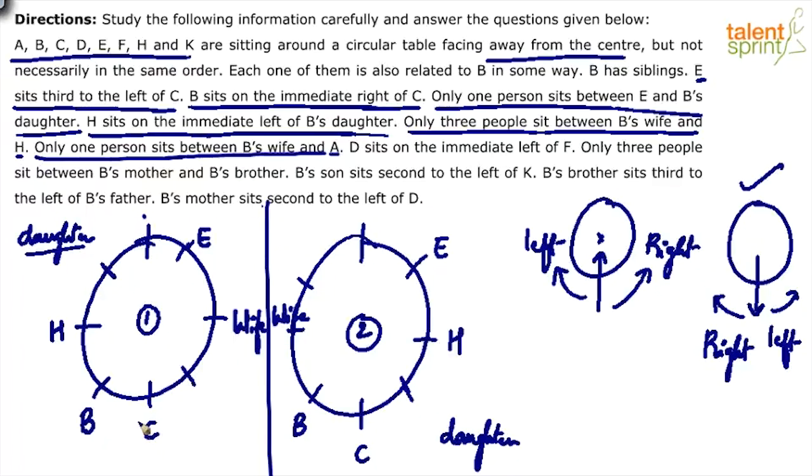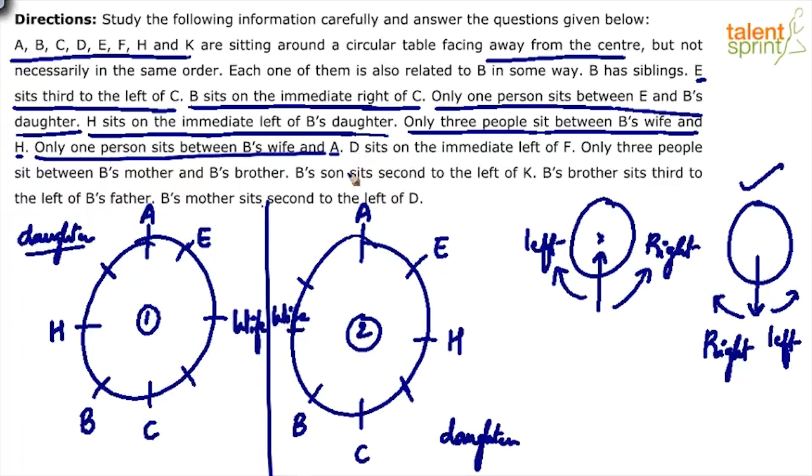But can A come in this position? No. C is already seated here. So this side is ruled out. It has to be on that side only, right? So only one person between wife and A. So A has to come in this position. Similarly, in case 2, only one person between wife and A. So wife dash A. A cannot come here. C is seated. So it has to be on the other side. Wife dash A. A comes here, right?